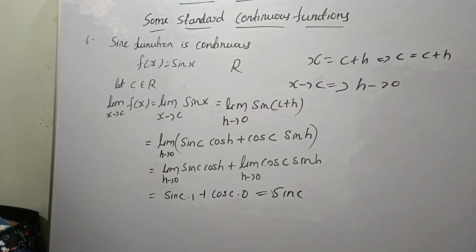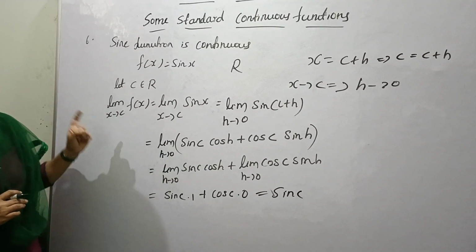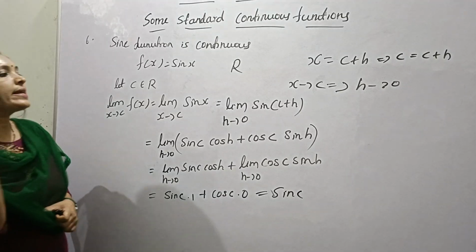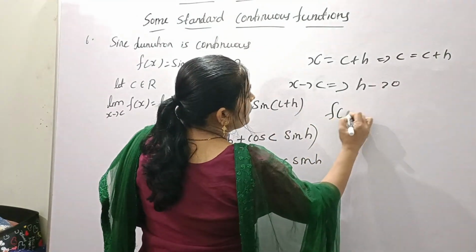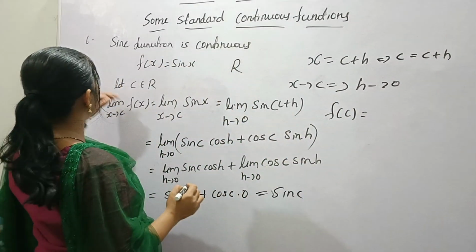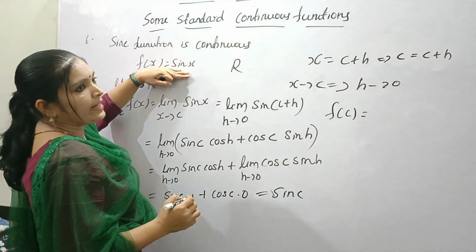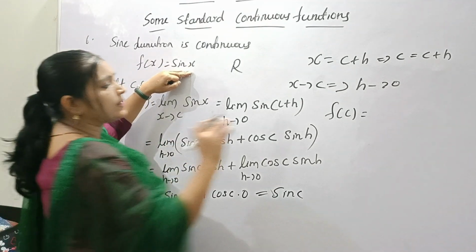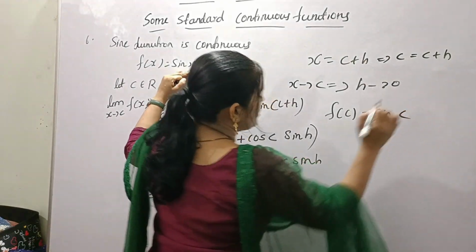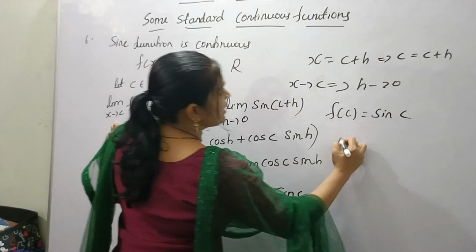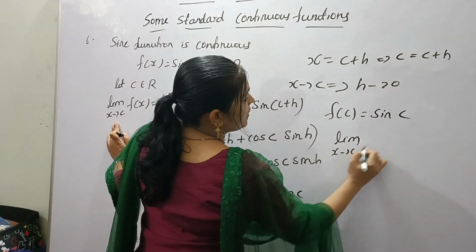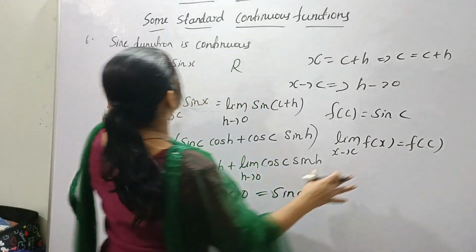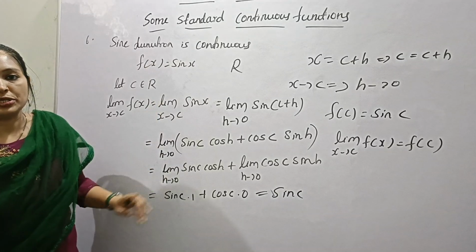Okay, we have got limit x tends to c, f of x is equal to sin c. Then, next, what is f of c? See, f of x is equal to sin x. What is f of c? Substitute x is equal to c, that is sin c. So we have got limit x tends to c, f of x is equal to f of c. Hence, the sine function is continuous.